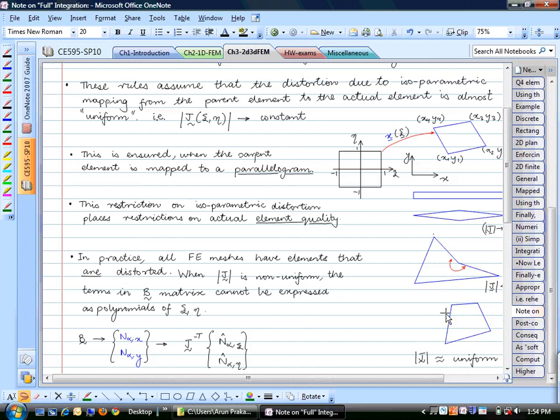So when you construct a mesh, you want to construct a mesh that has minimum distortion. That is, all your elements should look as close as possible to a parallelogram. When you construct a finite element mesh, your elements should look like parallelograms.